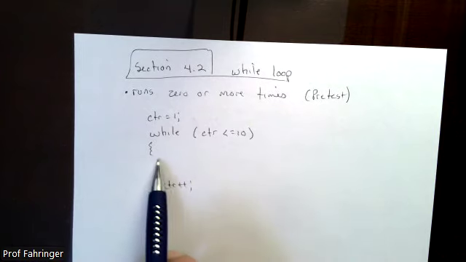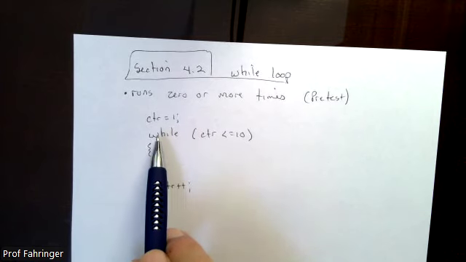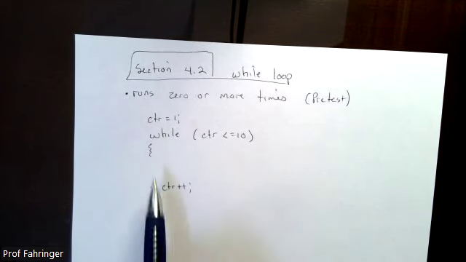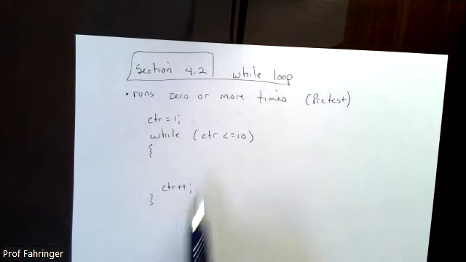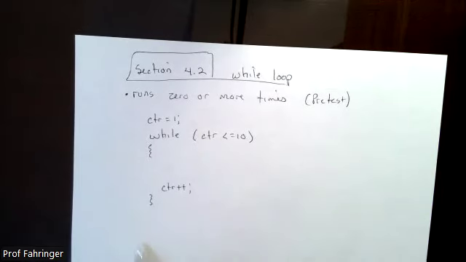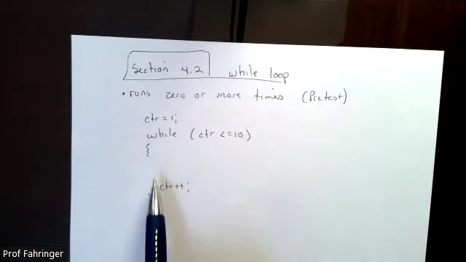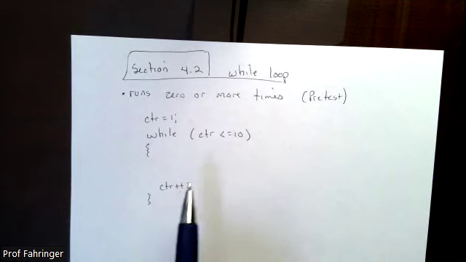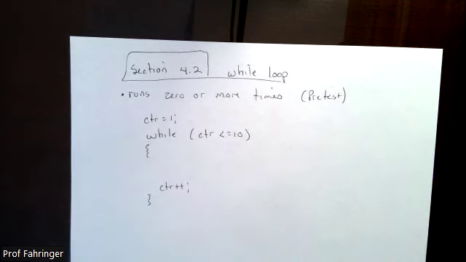Ta-da! Here's that body part. It comes down. It may never get in the loop body. It would skip right past it if this is false. Otherwise, it comes in. It does counter plus plus, and it automatically knows to go back up to the while statement.